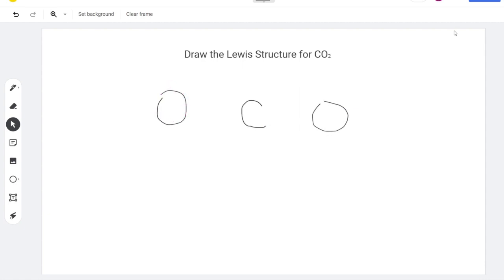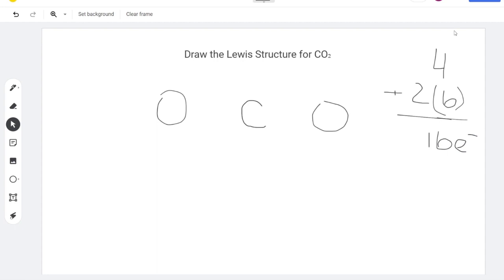The next thing is to count the number of valence electrons that we're going to have. Carbon will have 4 valence electrons, and each of the oxygens will have 6. So if you add 4 to 2 times 6, you will get 16. Now that we know how many electrons we have, we will use that to find the Lewis structure.